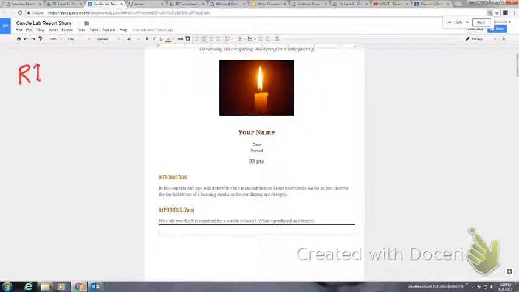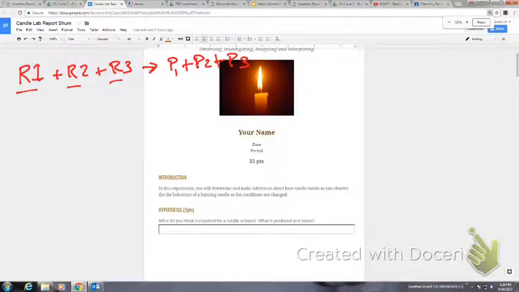So I'm going to say this is reactant 1 plus reactant 2 plus reactant 3 yields product 1 plus product 2 plus product 3. So basically we want to figure out what's reactant 1, what's reactant 2, what's reactant 3, what's product 1, what's product 2, and product 3. That's what we want to figure out.